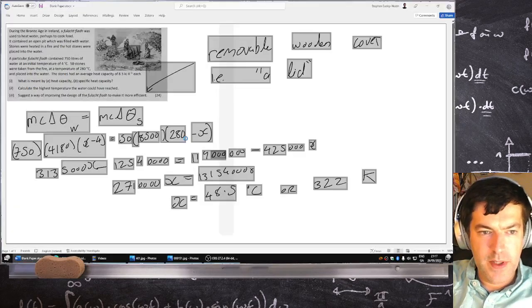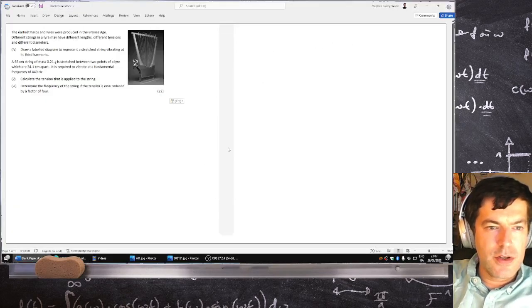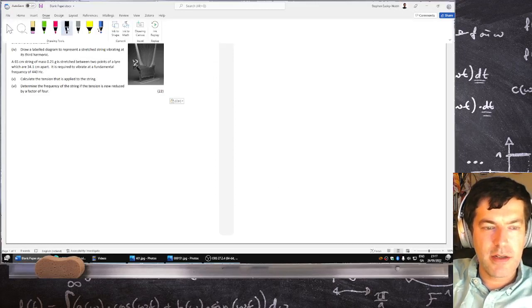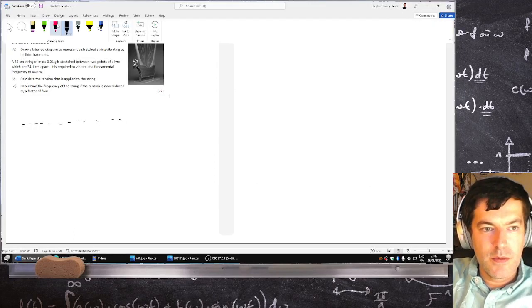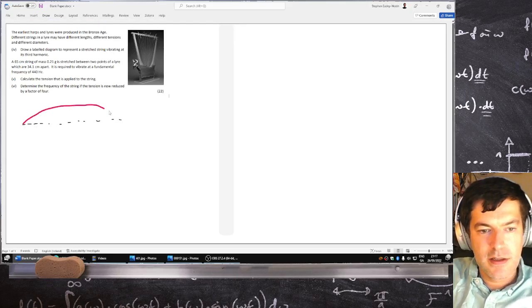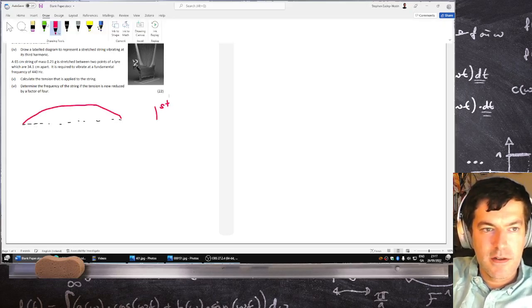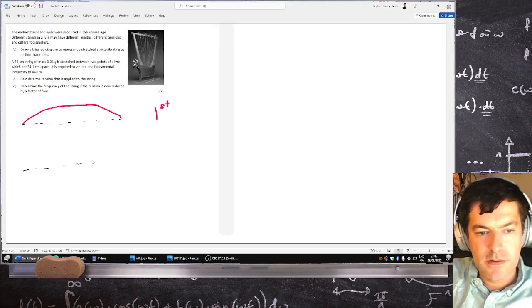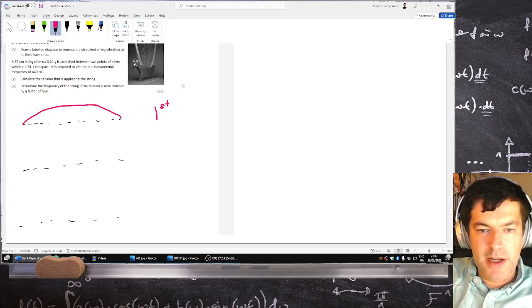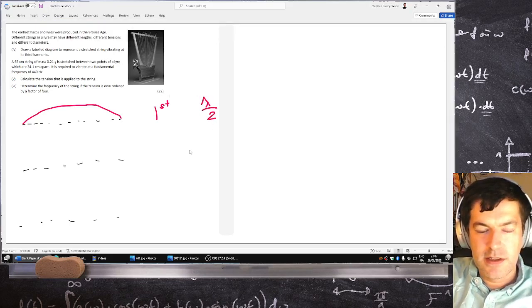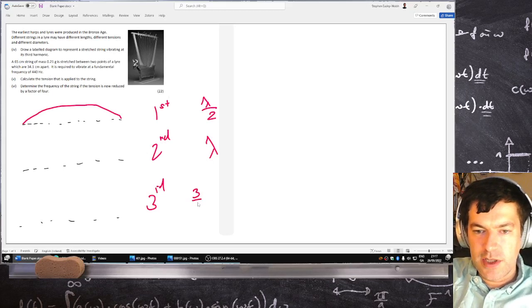Next. Stretch string at the third harmonic. Okay. Let me just draw the first harmonic. I'll work my way up. So the first harmonic would be this. That's the first harmonic, which, by the way, is half a wavelength. The second harmonic would be 1 wavelength. And then the third harmonic would be 3/2 wavelengths.